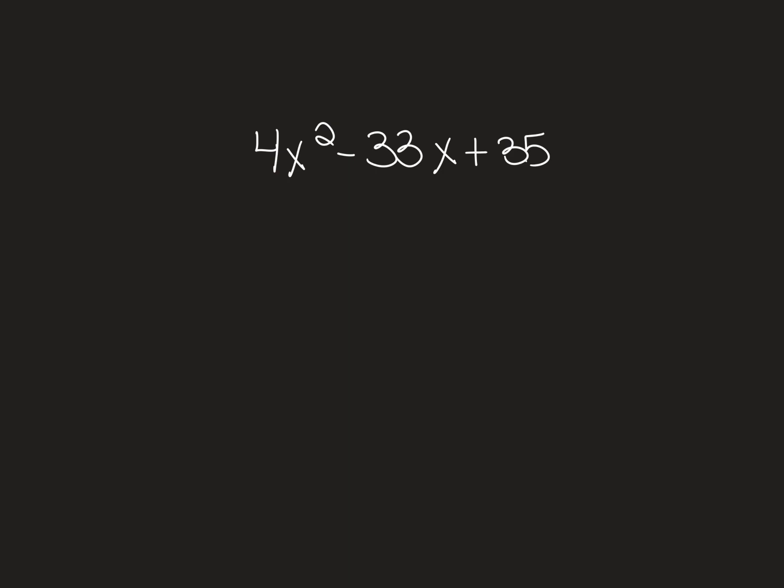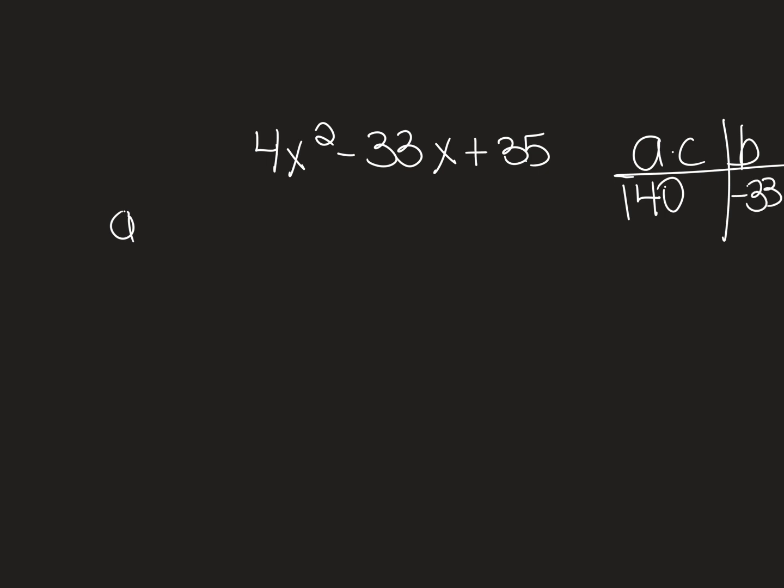In this example of the function, we're asked to find an equivalent function. So we're just factoring. I'm going to use my ac-b method. My a times c equals my b. So I have my 4 times positive 35, and that is going to give me 140, and my b value is negative 33.